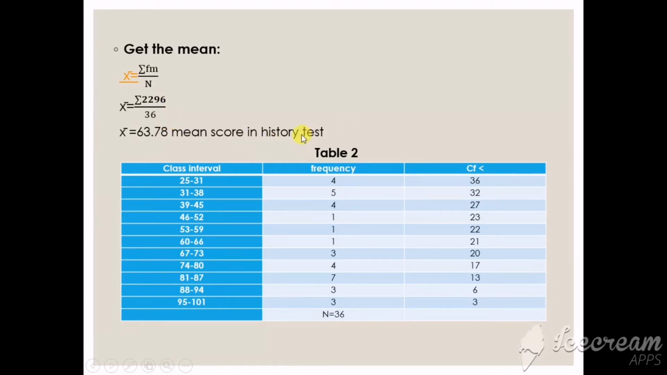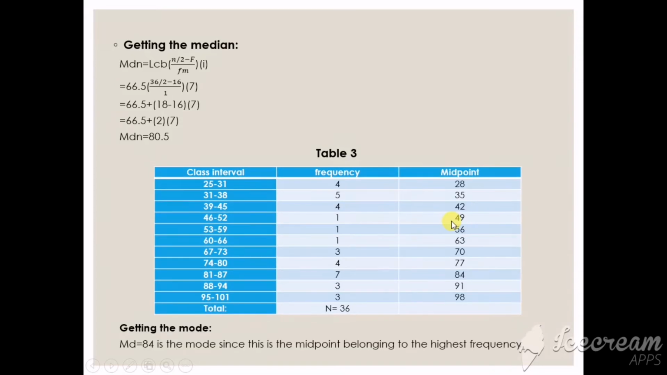So, let us proceed to table 2, which contains the class interval, frequency, and the greater than cumulative frequency. In getting the greater than cumulative frequency, we're going to put n as in the upper part, which is 36. Then just simply minus the frequency, like this. 36 minus 4 equals 32. 32 minus 5 is equals to 27. Hanggang sa baba po yun. Ganun lang yung gagawin.